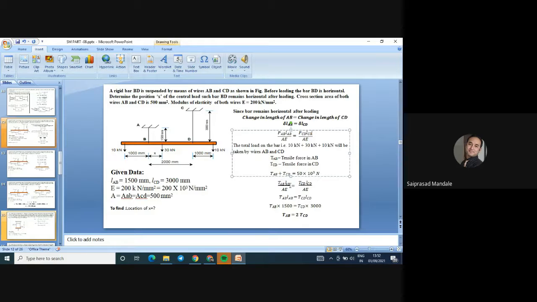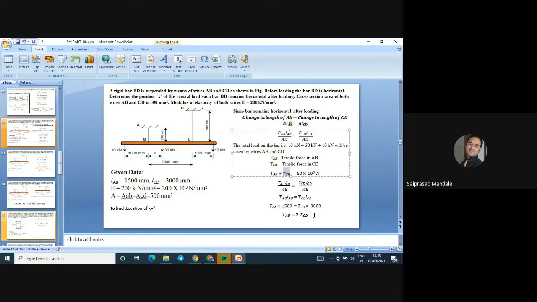So T_AB times L_AB is equal to T_CD times L_CD, that is tension. But we do have the relationship T_AB plus T_CD is equal to 50 kilonewton. So we are putting the values of length, and we have a relationship between tension in the AB string and tension in the CD string. Tension in the AB string is equal to 2 times the tension in the CD string. If I know tension in AB is equal to 2 times the tension in CD, how much will be the tension acting on AB and on CD?